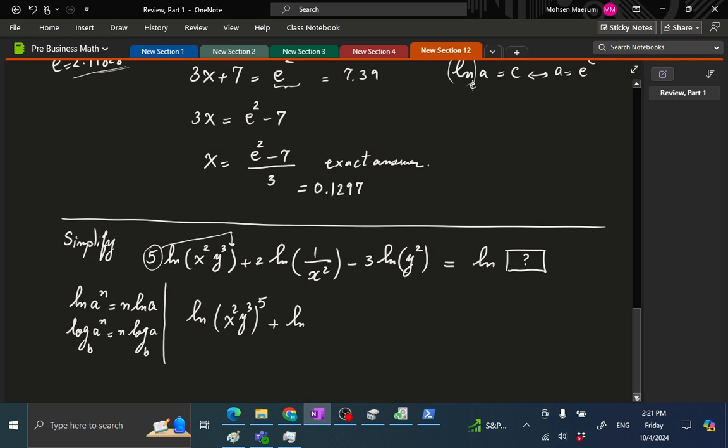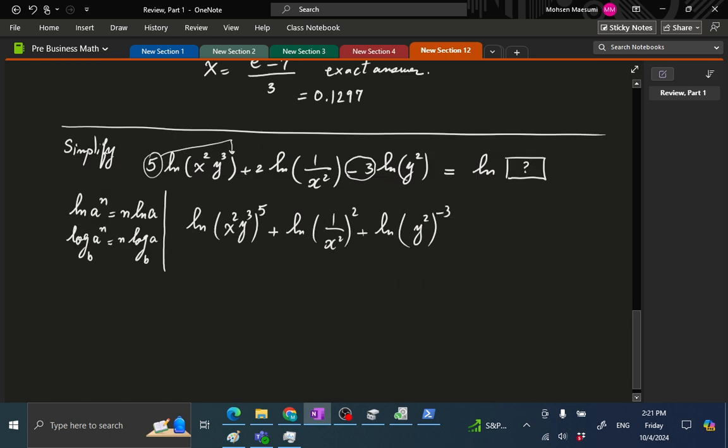This is logarithm of (1 over x squared) to the power of 2. And here, since the coefficient is negative, I can write it as logarithm of y squared to the power of minus 3.